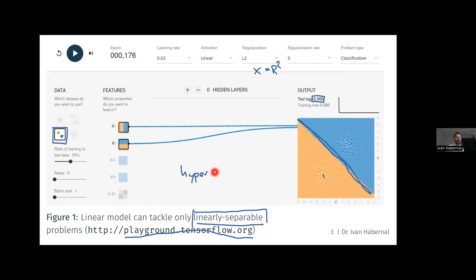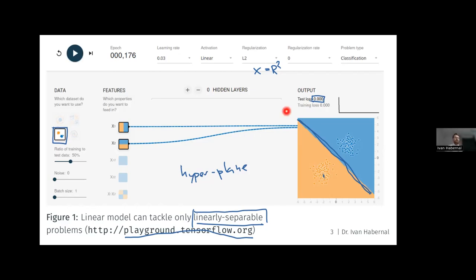A hyperplane is always a plane which is one dimension less than the surrounding space. So in three dimensions, a hyperplane would be a plane. In four dimensions, I have no idea what it would be, some kind of linear function, okay? But in two dimensions, it's a line. In one dimension, it would be just a dot.